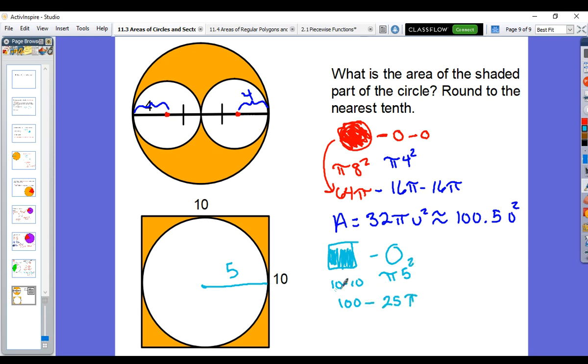Now, in exact form, we're done right there. That is the area, because you can't subtract a pi term from 100 any further, so you leave it like that. But again, we'll round to the nearest tenth, so we'll just put that in the calculator. 100 minus 25 pi. You do that, you should get 21.46 or 5 units squared.